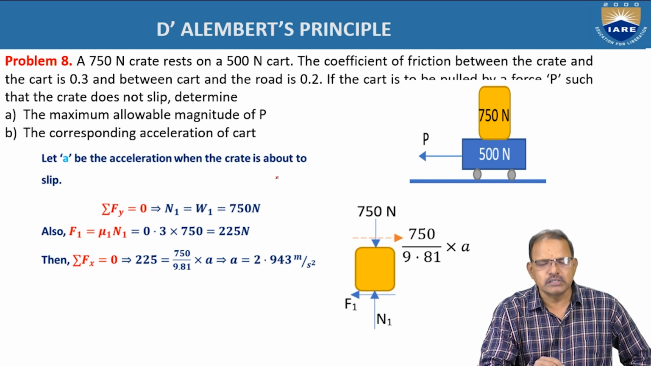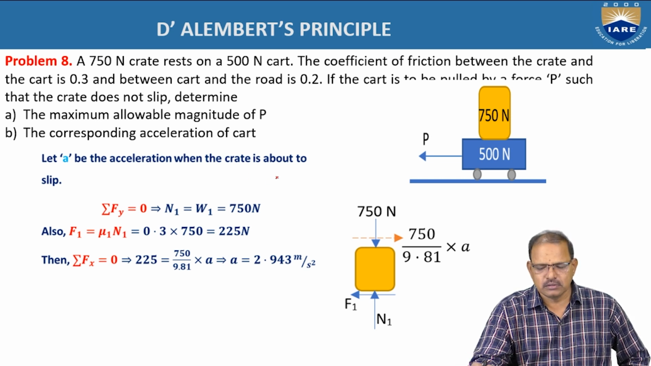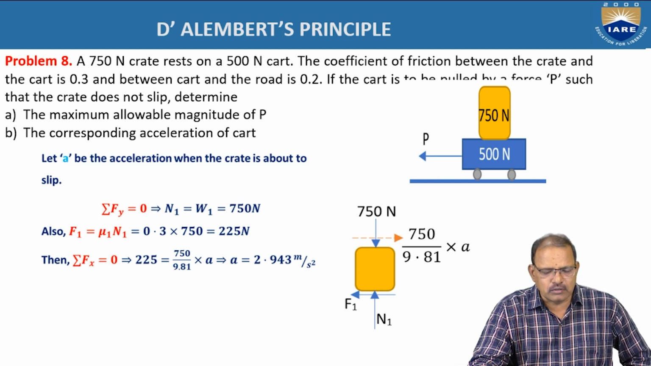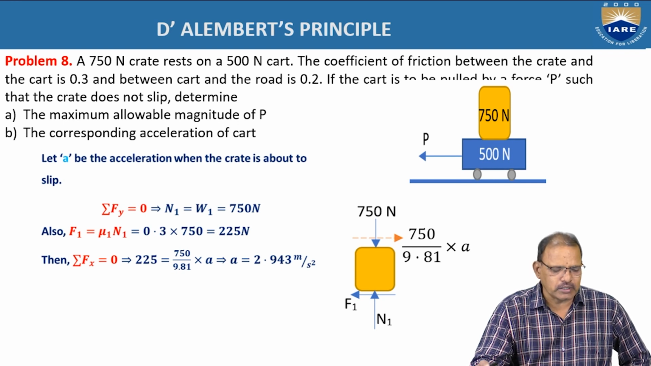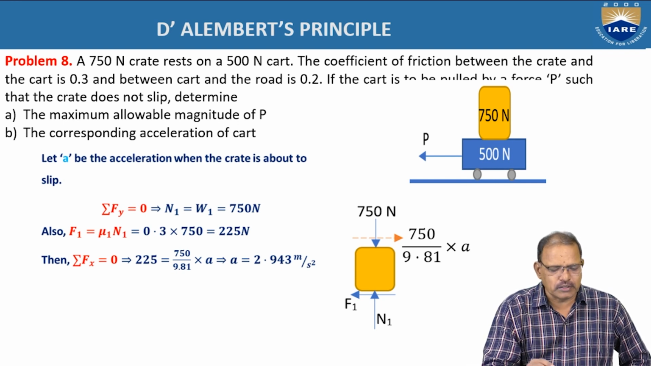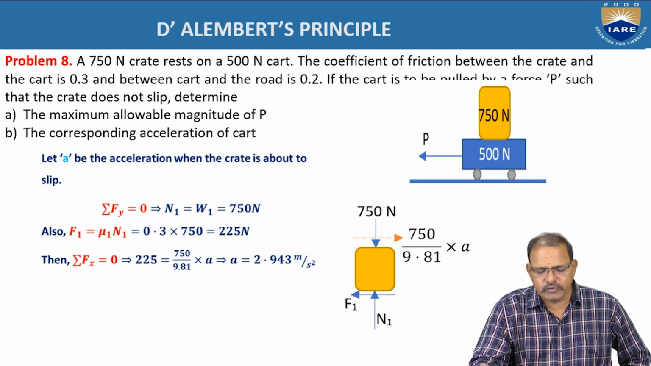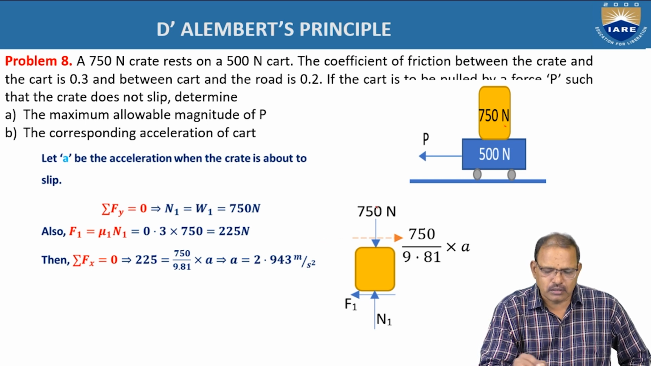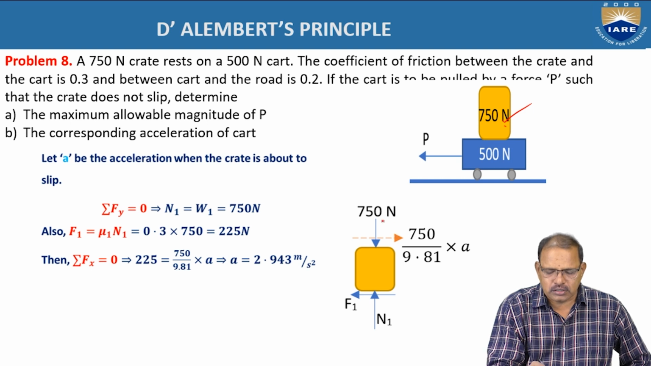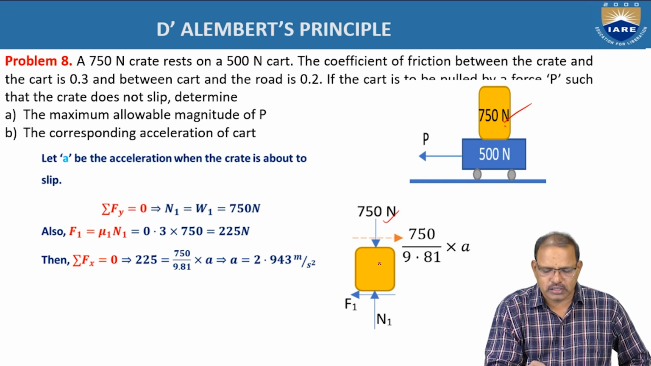Let A be the acceleration when the cart is moving just without slipping. That is important here. The crate is about to slip, and we are taking the maximum. So for sigma y equal to, when drawing the free body diagram for the crate, the forces acting are 750 newtons in the downward direction.